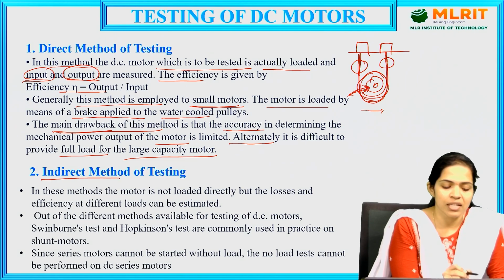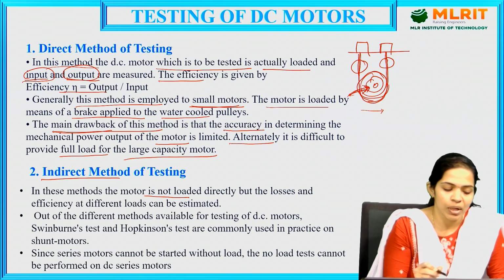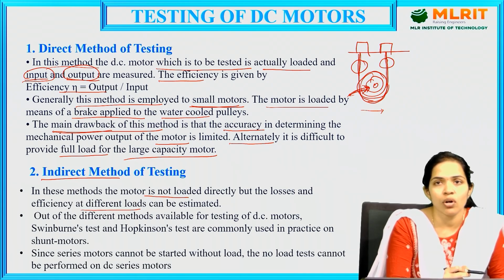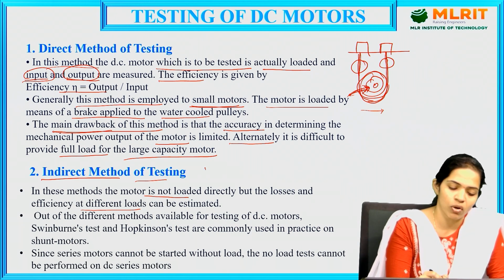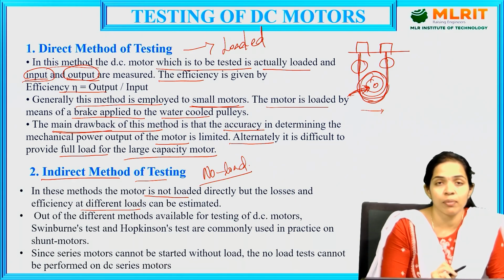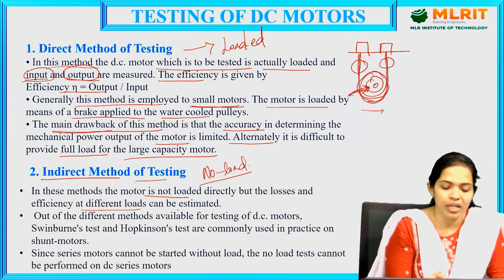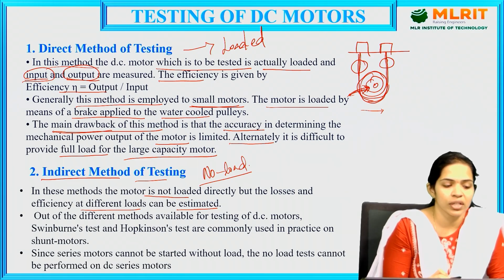The next method is the indirect method of testing. In this, the motor is not loaded directly, but the losses and the efficiency can be predetermined or estimated by not loading the motor, that is, by taking the values of the motor under no load conditions. The direct method is generally under loaded condition. The indirect method is where we conduct this particular type of test under no load condition. So the motor is not directly loaded, but we can predetermine the losses and the efficiency at different loads without actually loading the motor.